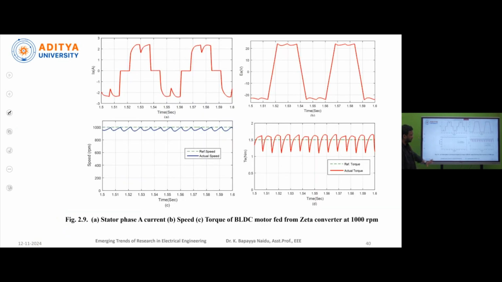Okay, now if you are observing stator phase current and back EMF waveforms, here IA represents the stator phase current for phase A, and EA represents the back EMF waveform in phase A. Okay, now here also almost we obtain the square waveform. Here automatically we get the less torque ripple. These results show the motor running at 1000 RPM.